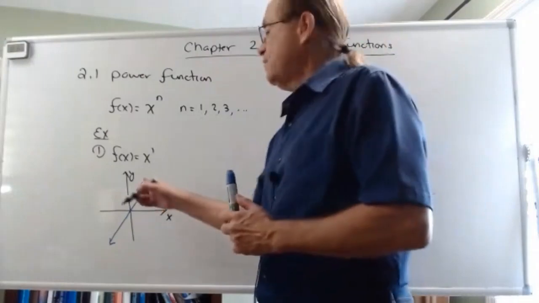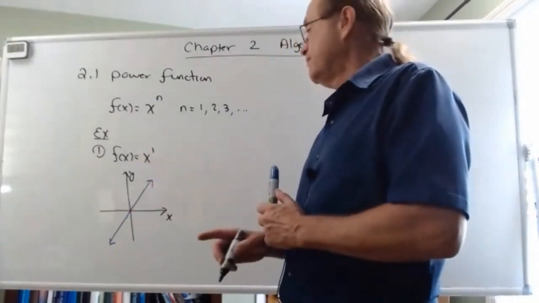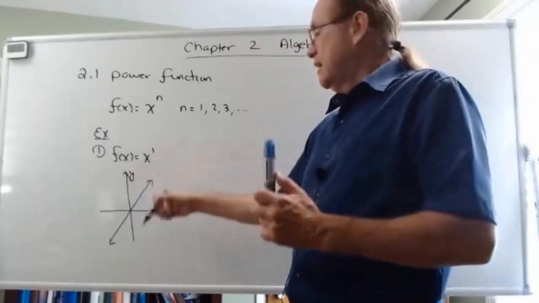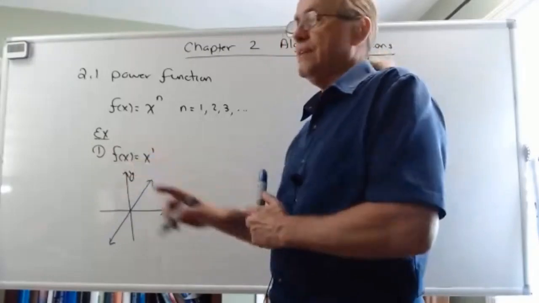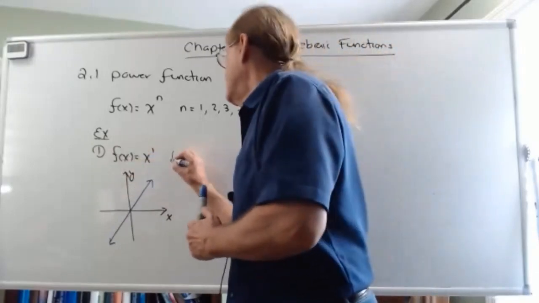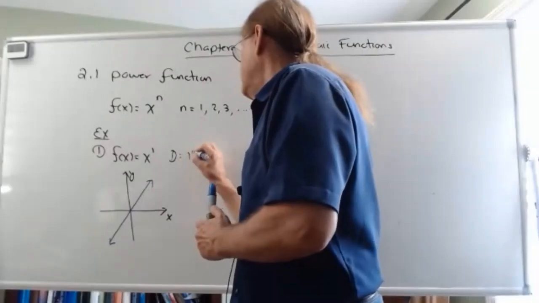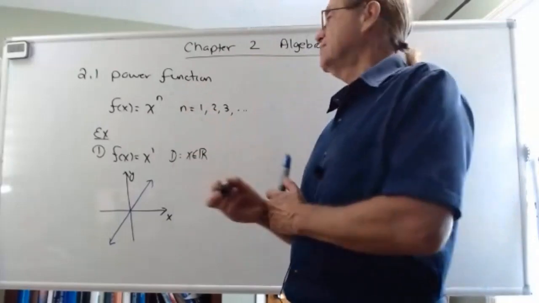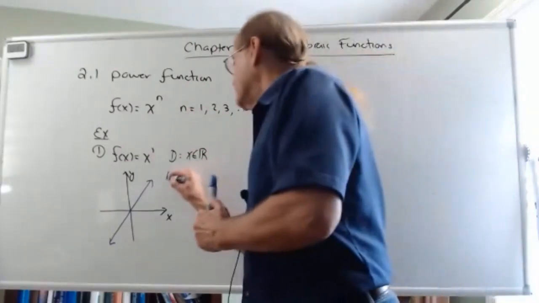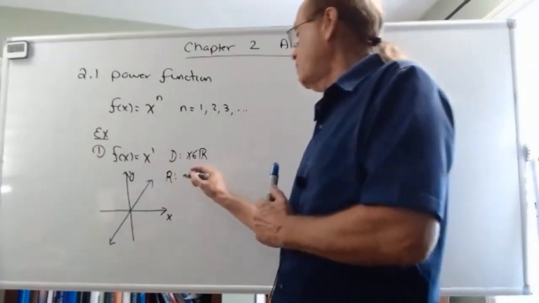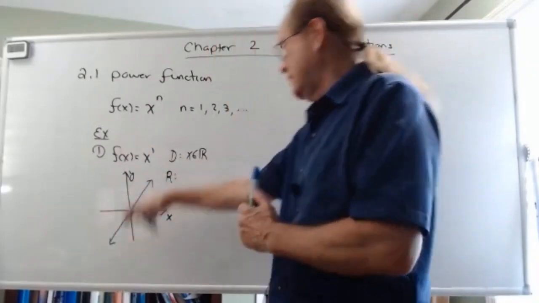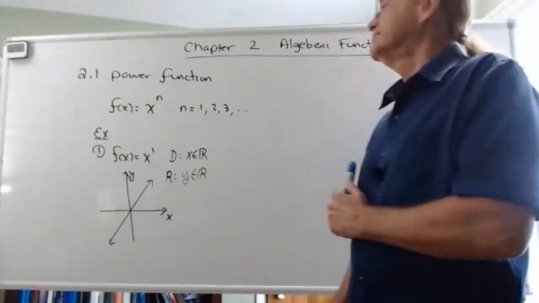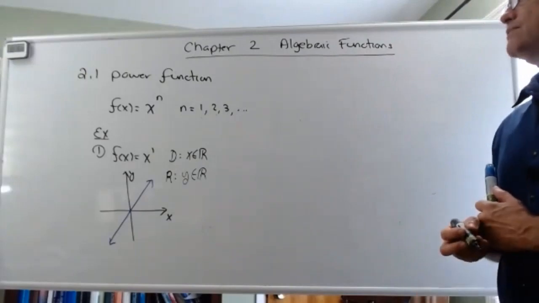Now you might notice some information about the domain and range. The domain is, I can put any value in for x, and I can get a value y out, or f of x out. So the domain of this is that x is any real number, from minus infinity to plus infinity. What about the range? Well, the range in a similar fashion is that y can also be minus infinity to plus infinity, so y is also just any real number. Okay, so there's our first power function.